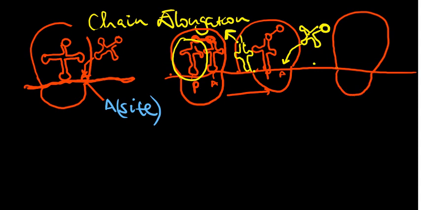Now that the tRNA binds on the A site, let me use different colors so that you're able to appreciate what's happening. Remember that this one had two amino acids attached to it. So these two amino acids will get attached to the third amino acid. Remember, this is the A site.